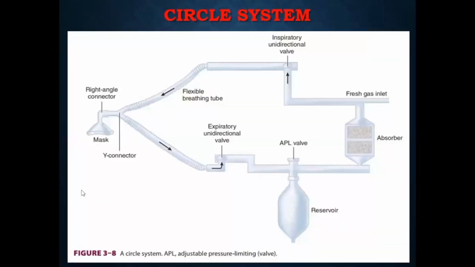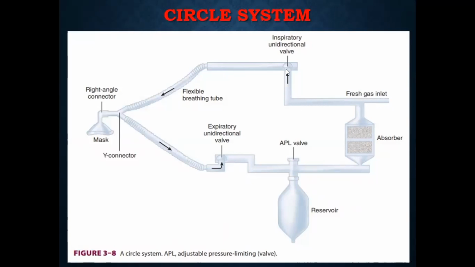So that's about it. Now we go to the circle system. The circle system is a full, complete, closed system. There is no leak or very minimal leak. It has a patient end and a machine end. We start from the machine end, where the fresh gas flow comes in from the machine.